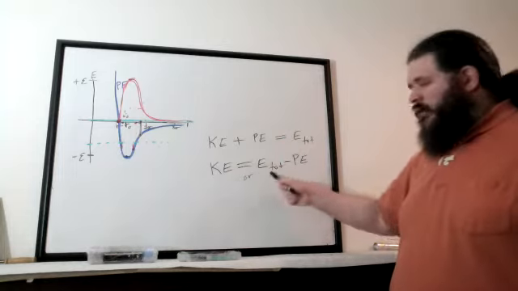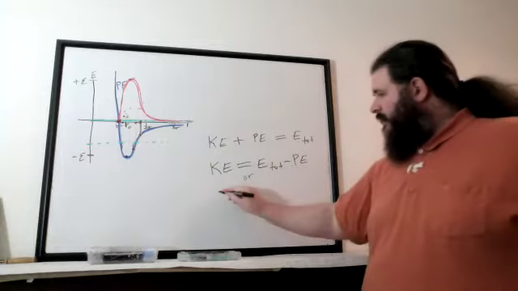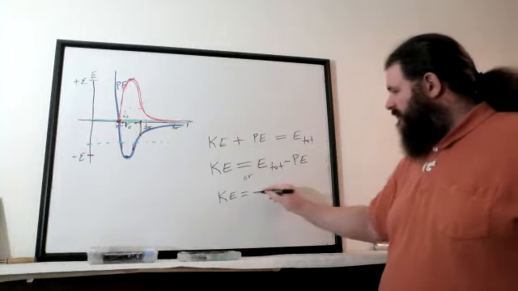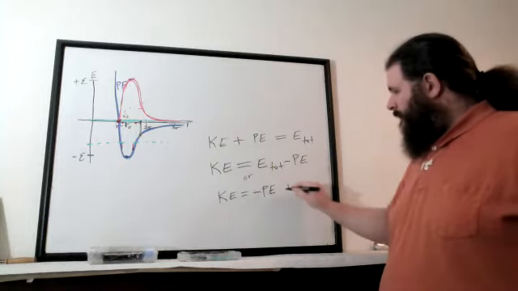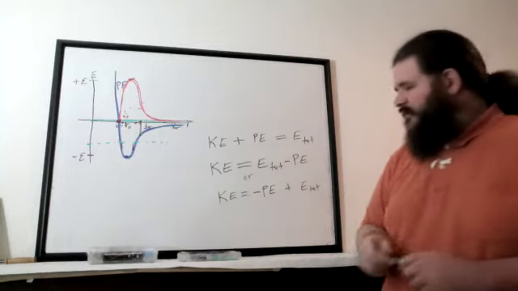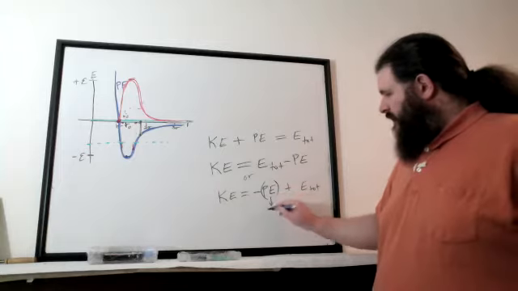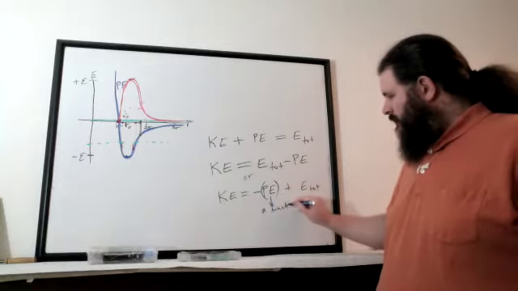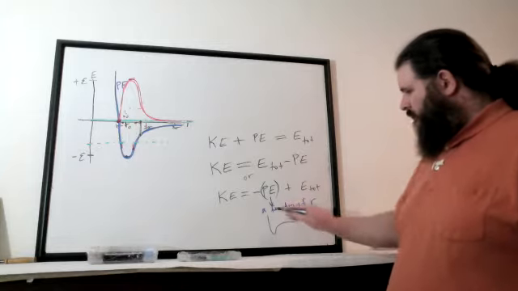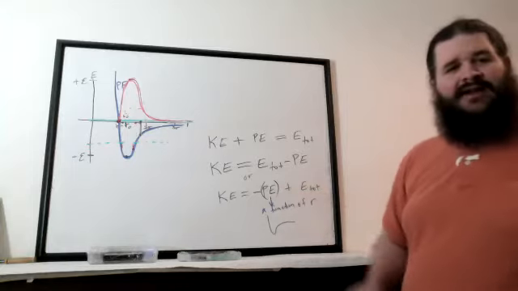Alternatively, you can reverse the order of subtraction as long as you're careful to keep the negative sign on the same thing. So we could write kinetic energy as negative potential energy plus E total. And potential energy is a function of R, this shape of function. So we're just taking a function and applying a negative sign to it.